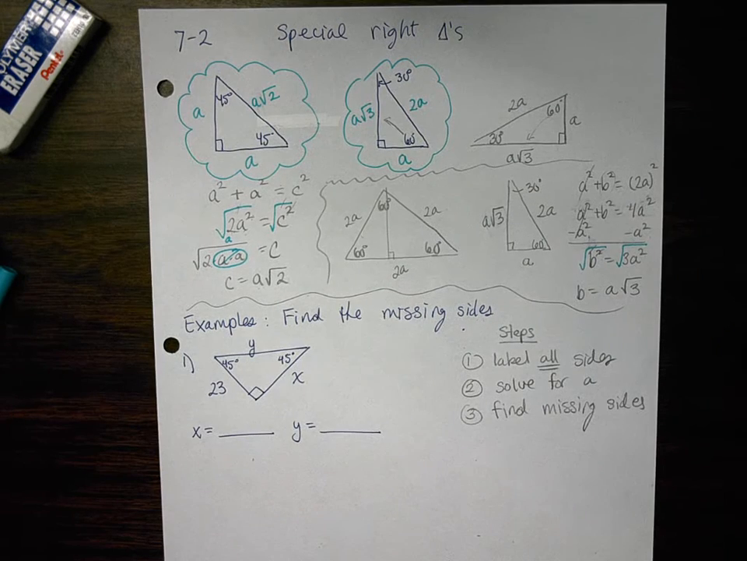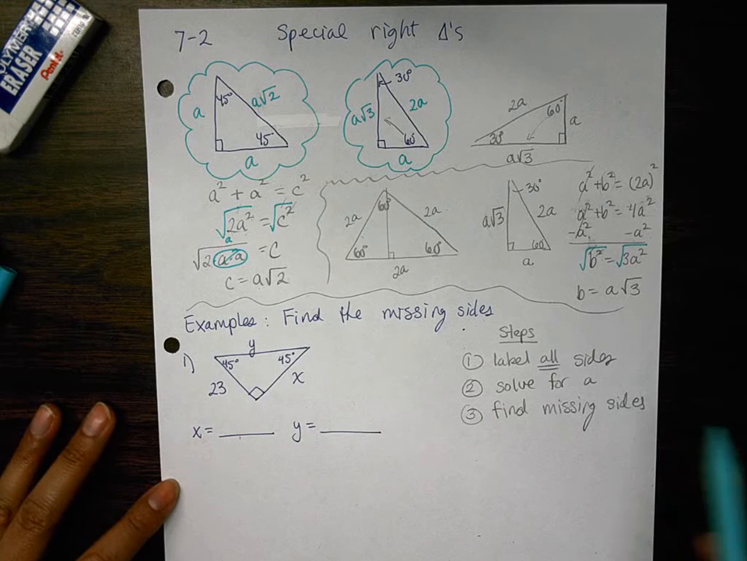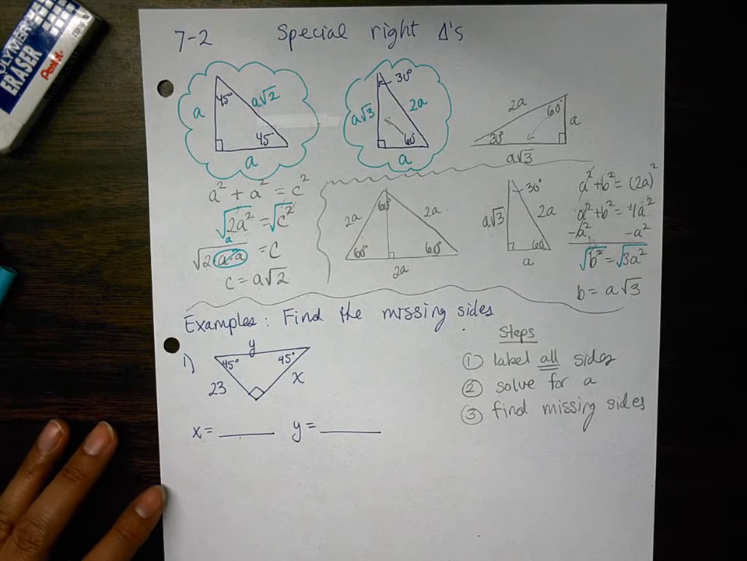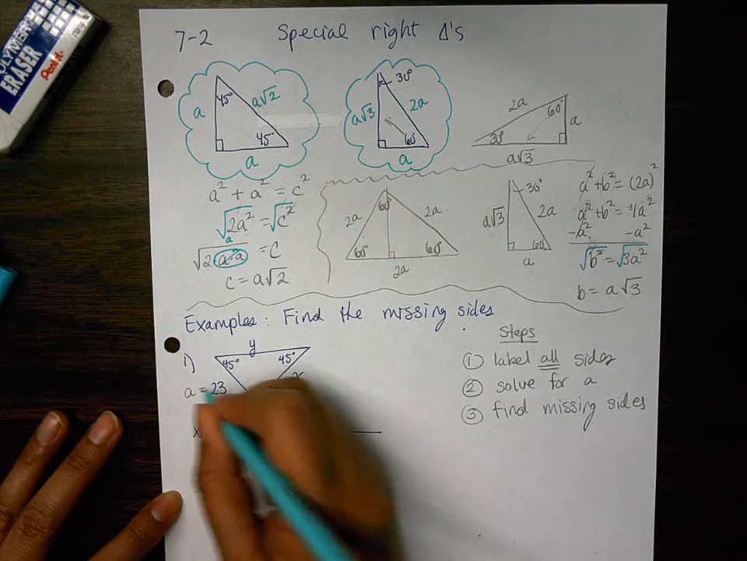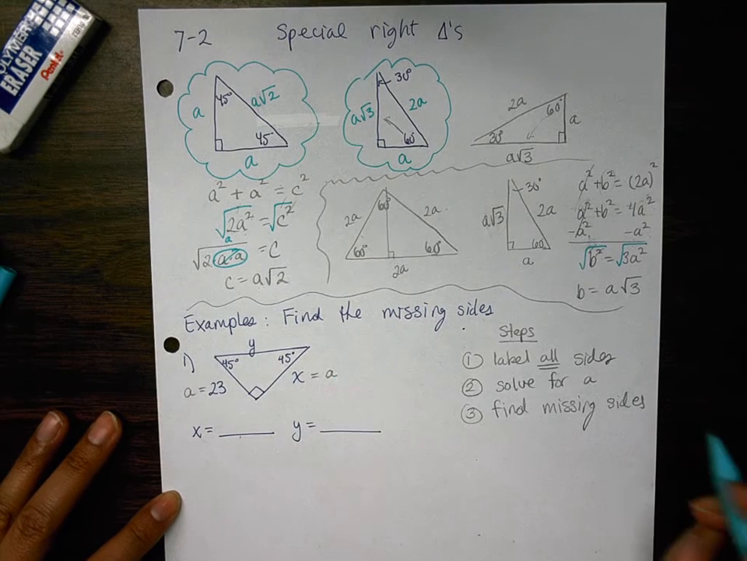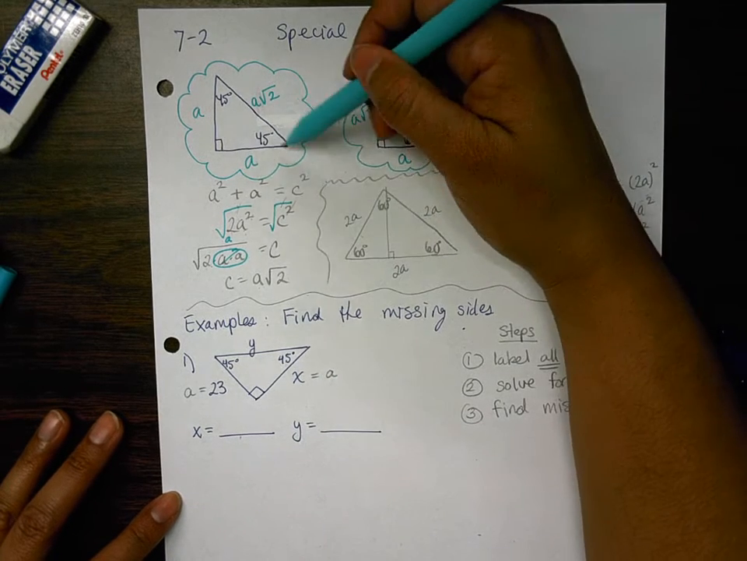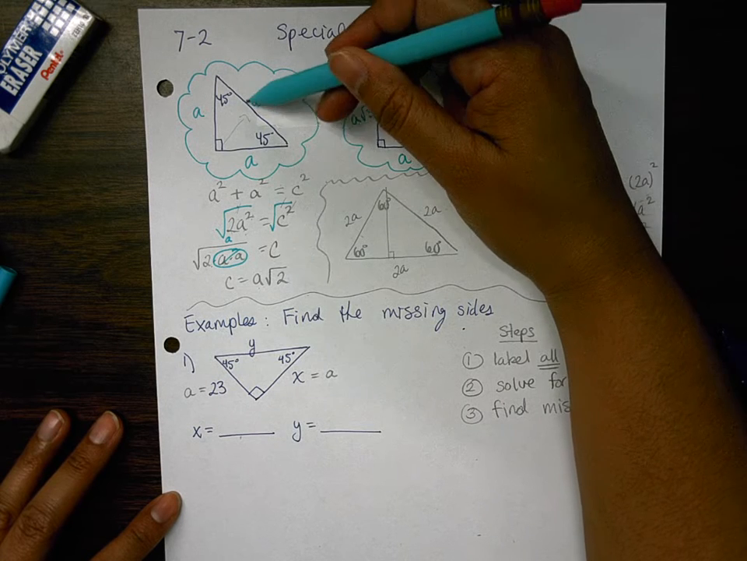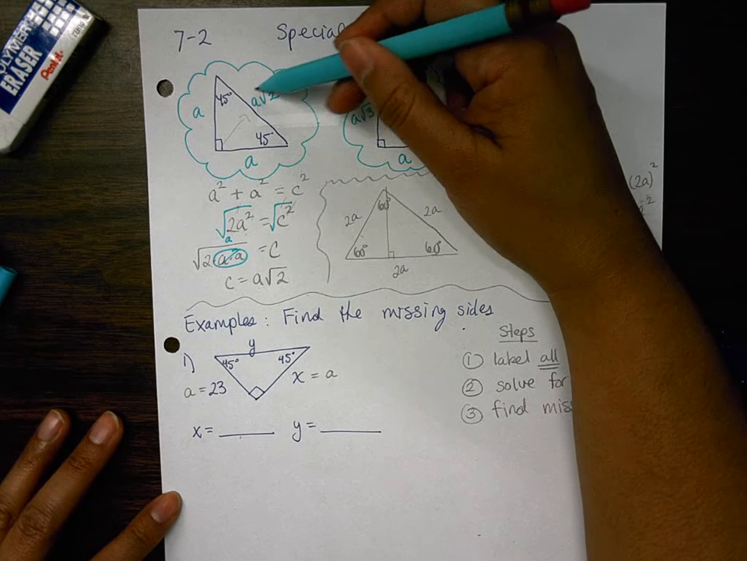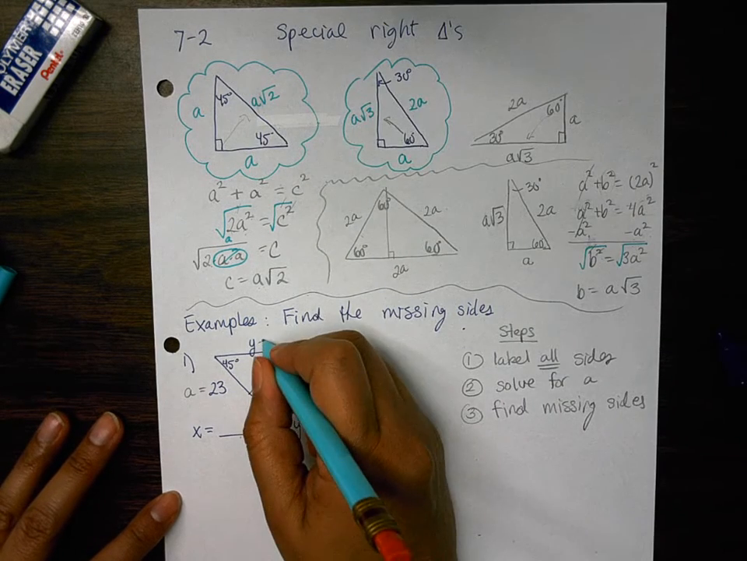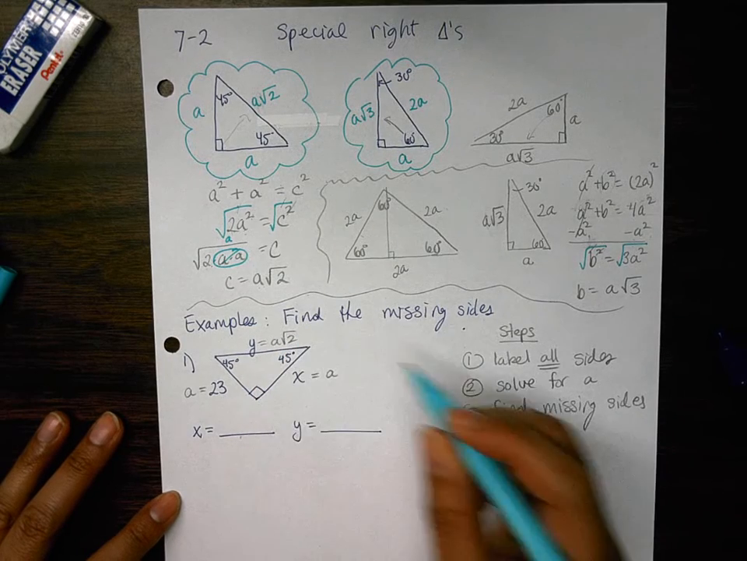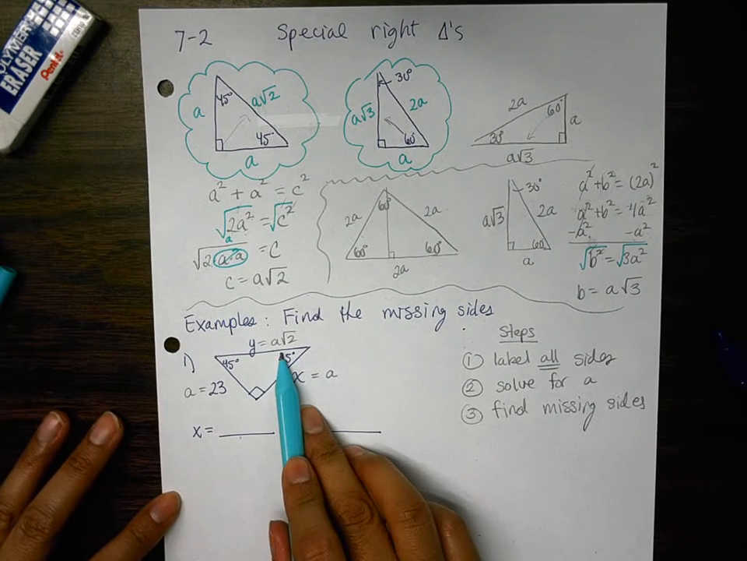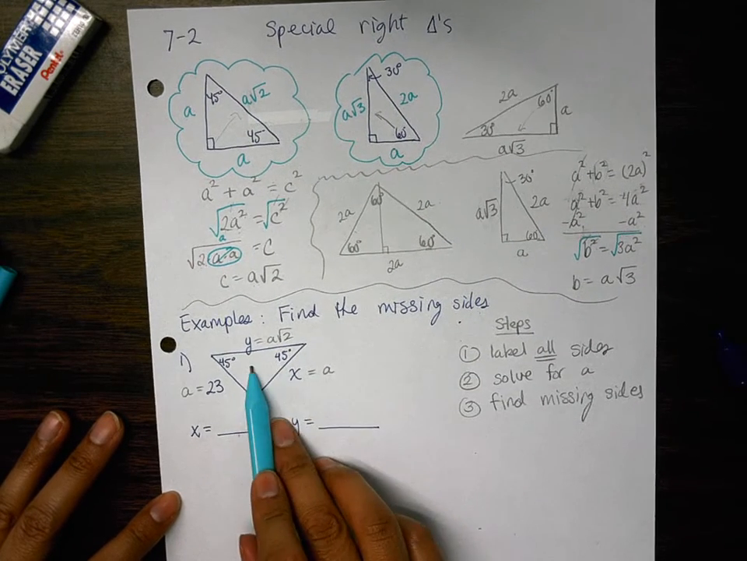Which sides? There's two sides that are A. Which two sides here are my A's? 23 and X. Everybody agree with him? And the hypotenuse is what? The hypotenuse is A root 2. And in this case, I heard somebody say it. It's what? The Y. A root 2. Do you guys see how the hypotenuse is A root 2?